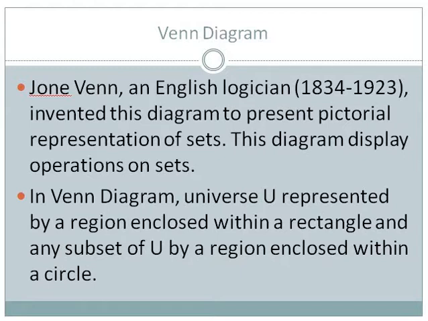Venn diagram. John Venn, an English logician, invented this diagram to give a pictorial representation of sets. This diagram displays operations on sets. In a Venn diagram, the universe U is represented by a region enclosed within a rectangle, and any subset of U by a region enclosed within a circle.